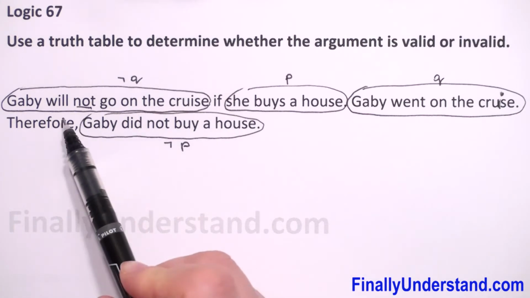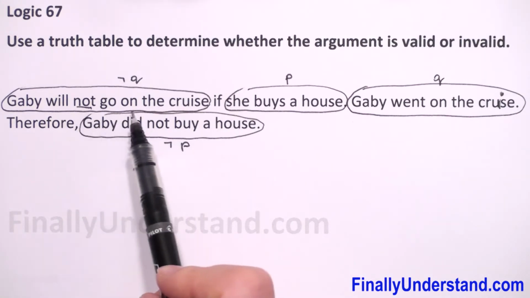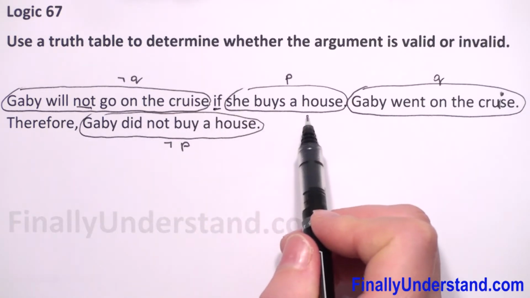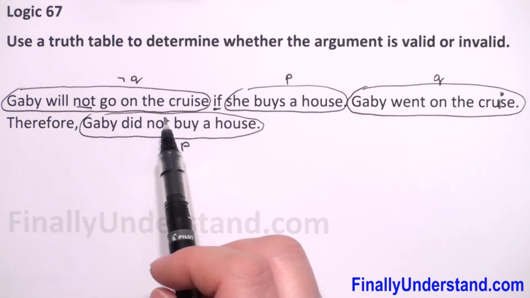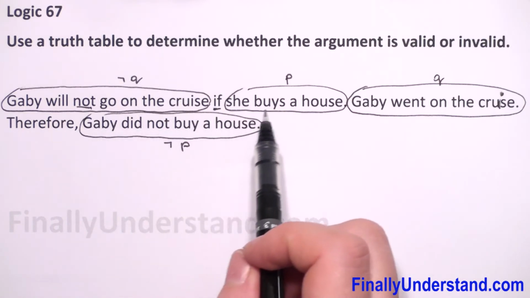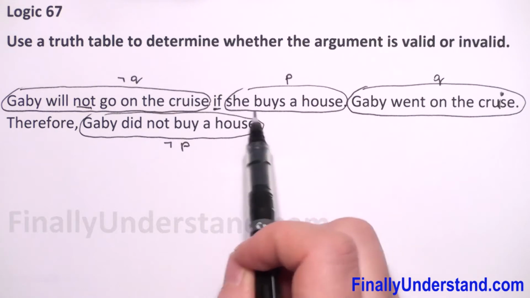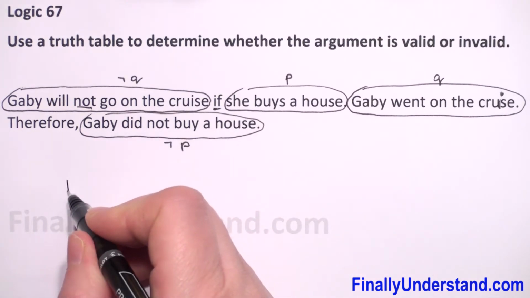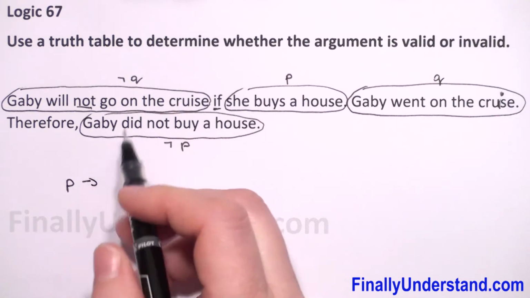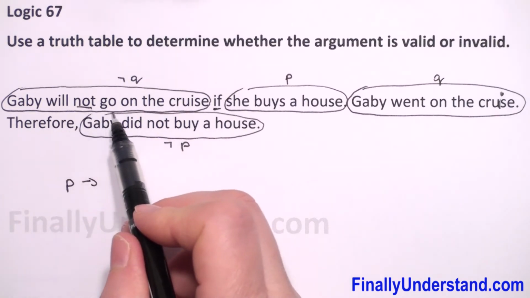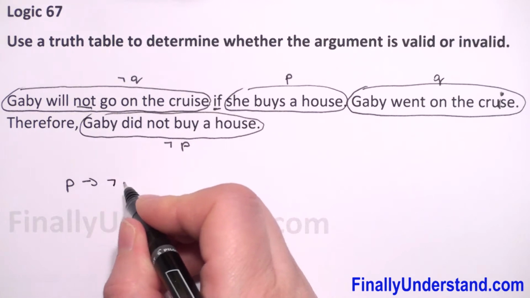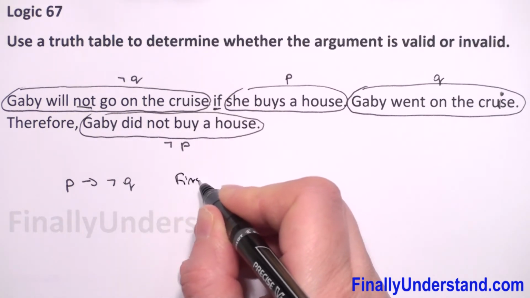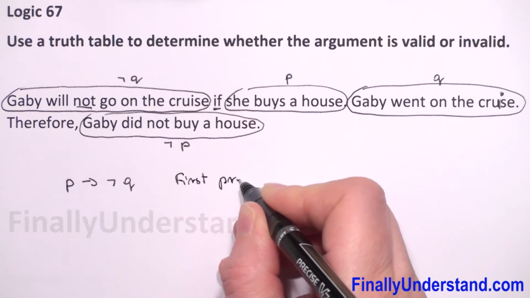First we have a conditional statement, because we have the word if. If she buys a house, Gabi will not go on the cruise. So we have to start from this part: if she buys a house. So we have P implies "Gabi will not go on the cruise," not Q. This is our first premise.